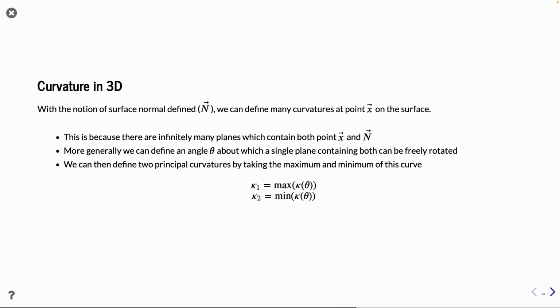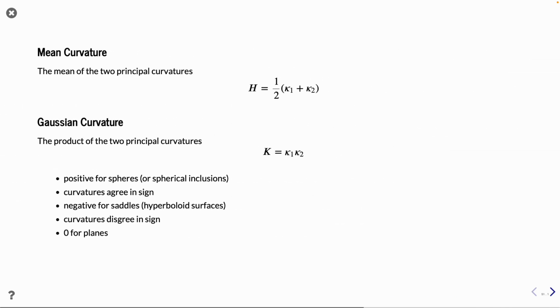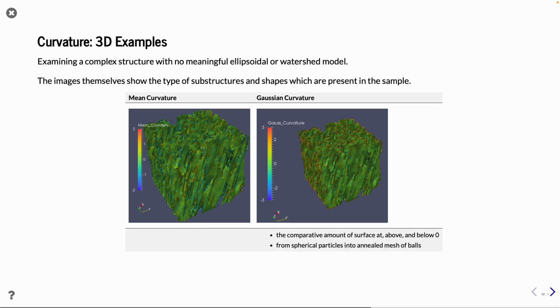Then in 3D, we have to define different curvatures in different planes, and we can define them in different ways. You can have the mean curvature, which is just the average value, or you can have the Gaussian curvature, which is the curvature in the two directions multiplied. These can then be used for different applications, in particular when you do the rendering. And here we have some curvature examples. It's not so visible, actually, a bit not ideal.